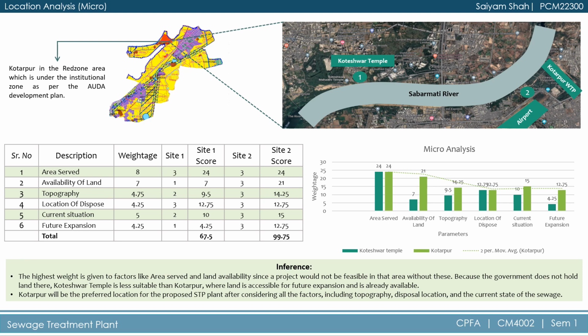The highest weightage is given to factors like area served and land availability since the project would not be feasible in that area without these factors. Kutarpur will be the preferred location for the proposed sewage treatment plant after considering all the factors, including topography, disposal location and the current state of sewage in that particular region.